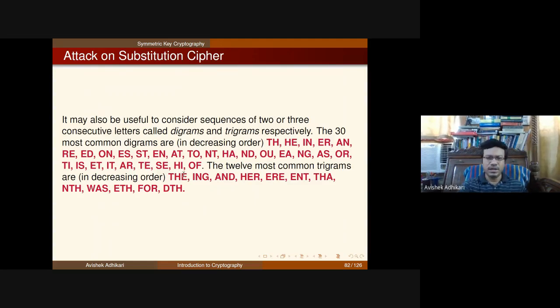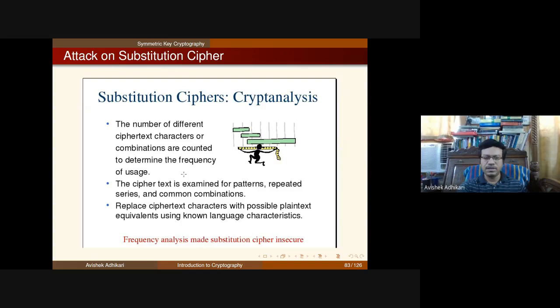So based on that, a frequency analysis attack can be made. In my last class, I explained this in detail, and this could be done.